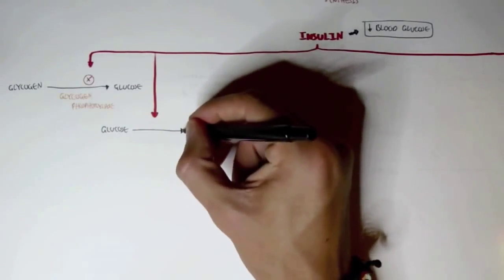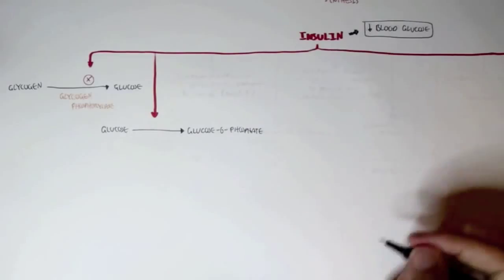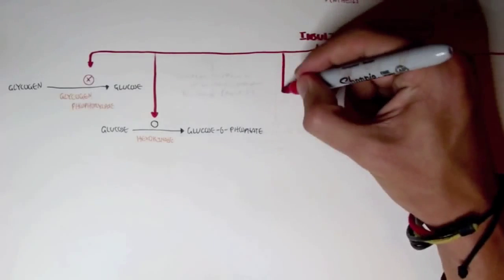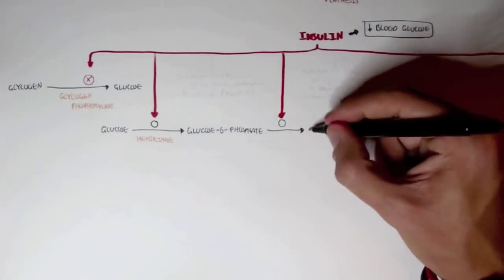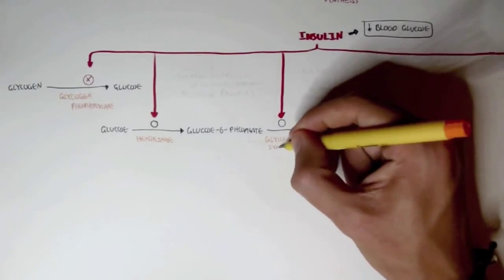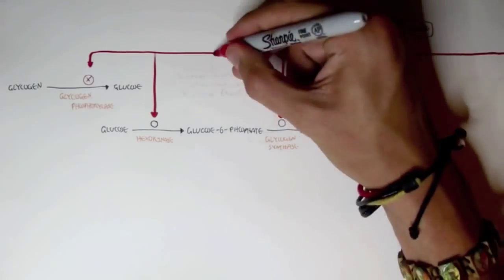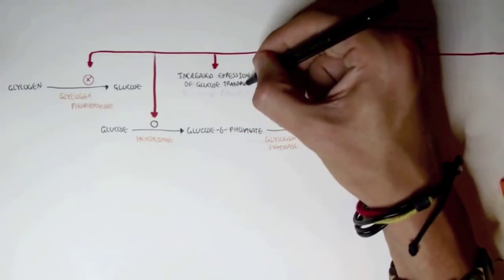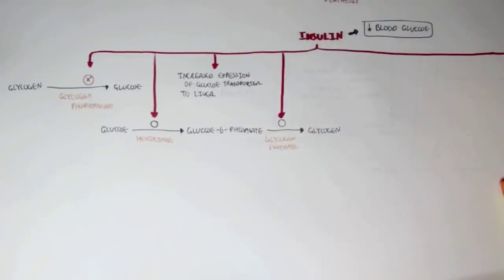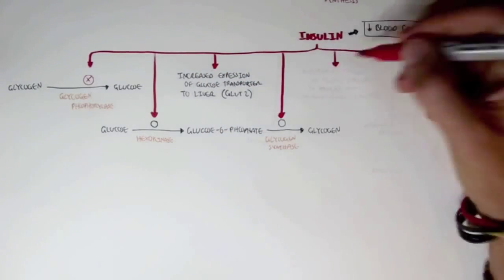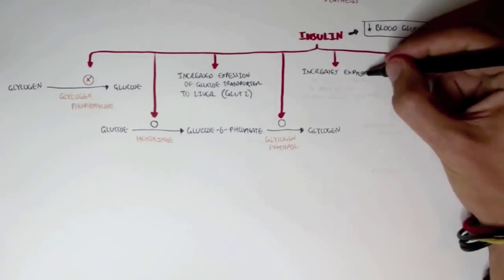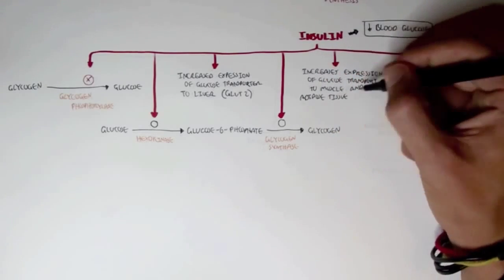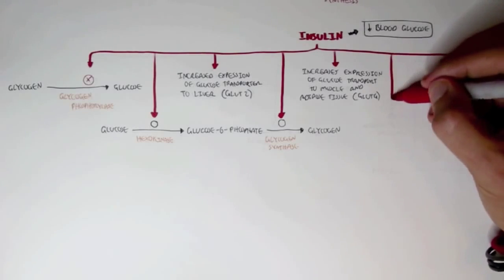Insulin promotes glucose conversion to glucose 6-phosphate. So it stimulates the enzyme hexokinase. Insulin also stimulates the conversion of glucose 6-phosphate through a series of enzymes to glycogen. And so essentially it stimulates glycogen synthase, the enzyme for glycogen synthesis. Insulin also increases the expression of glucose transporters in the liver. So it increases glucose transport to the liver. So it increases GLUT2 transporters. Also, insulin increases the expression of GLUT4 transporters in the muscle and adipose tissue.